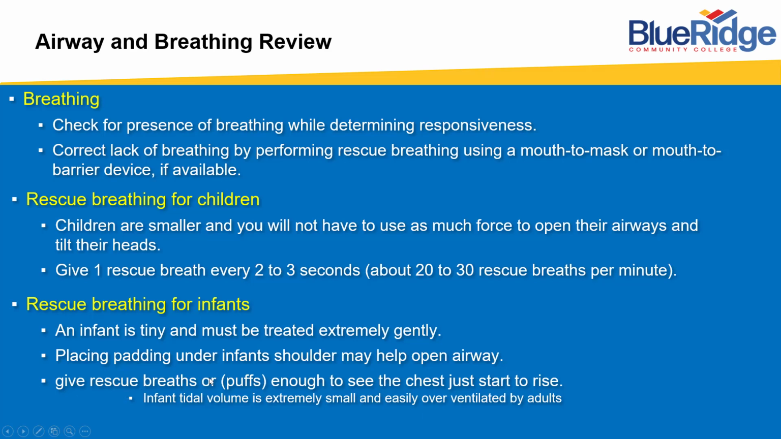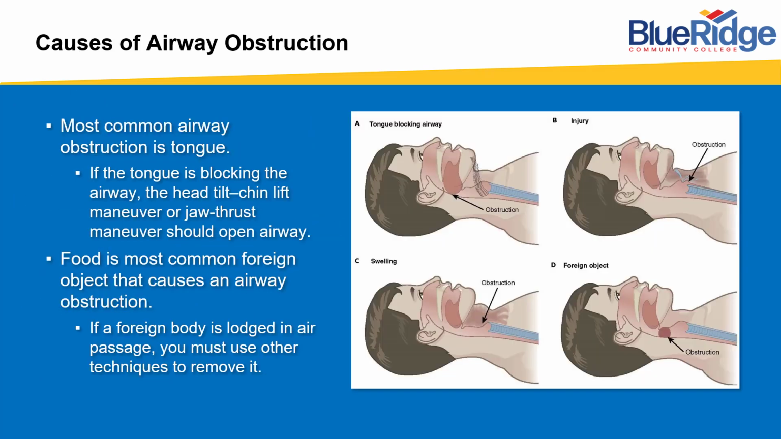Give rescue breaths or puffs enough to just see the chest rise and fall. Infant tidal volume is extremely small and is easily overventilated by adults. Most common airway obstruction is the tongue. If the tongue is blocking the airway, head tilt chin lift maneuver or the jaw thrust maneuver should open it. If a foreign body is lodged in the air passage, you must use other techniques. Food is the most common foreign object that causes airway obstructions.